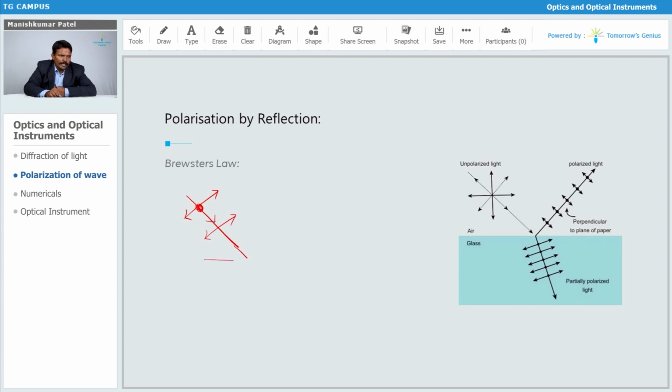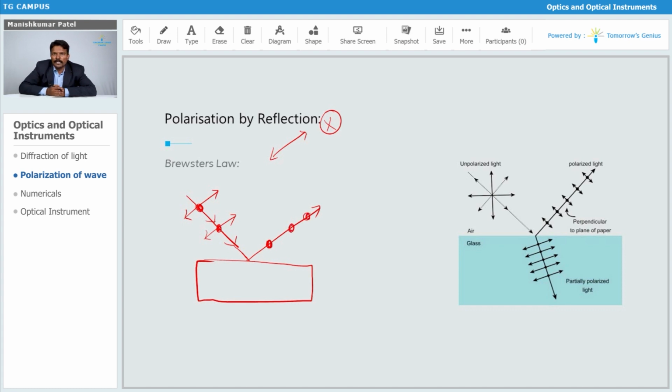Now when they strike this glass slab, the light changes direction and moves in this direction. Obviously there is no component of vibration along the direction of propagation of light. It only has the component perpendicular to the direction of propagation. So after reflection it doesn't have the component along the same direction. This component now vanishes. It has been absorbed. So there is only one component.